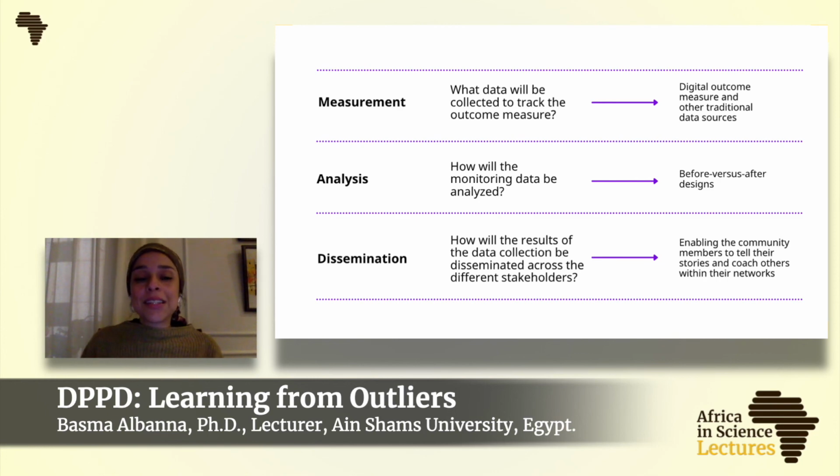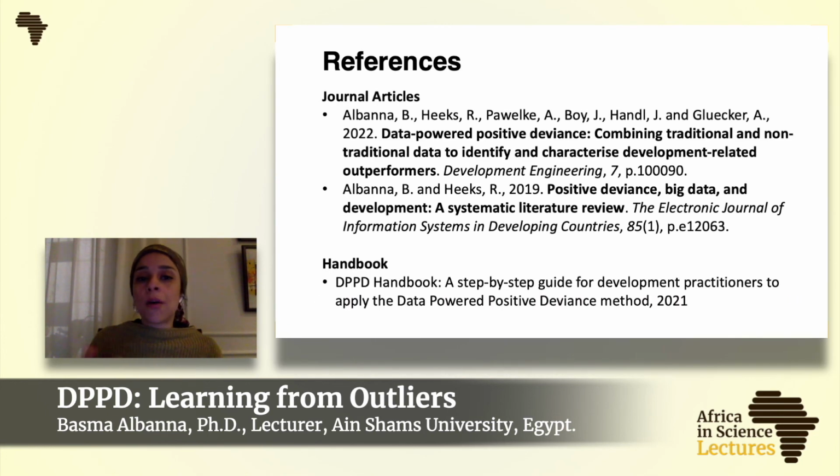For the references in this presentation, I used two main resources. The Data-Powered Positive Deviance, combining traditional and non-traditional data to identify and characterize development-related outperformers. You can find this open access paper in the Development Engineering Journal. And my second paper, Positive Deviance, Big Data and Development: A Systematic Literature Review, which is found in the Electronic Journal of Information Systems in Developing Countries.